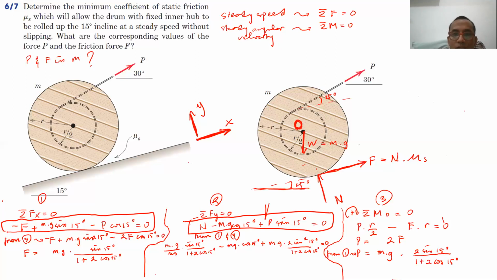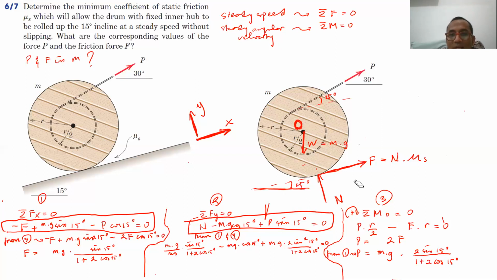The third equation is sigma moment. In order to make it easy, I use sigma moment at this particular point, the center point, the center of rotation. I name it as O. And sigma moment at O equal to 0. Because the sigma moment is at O, the effect of W to the moment there will be 0, and the effect of the normal force to the moment will be 0 as well. So there will be no effect of that.